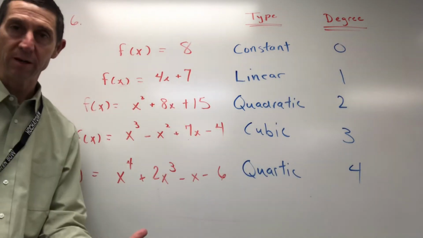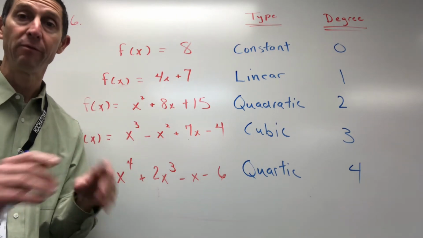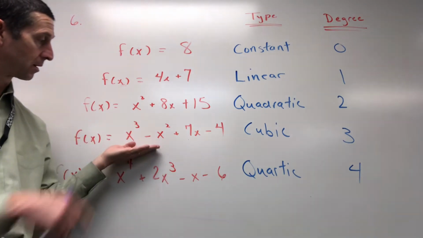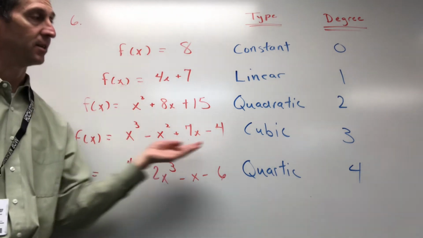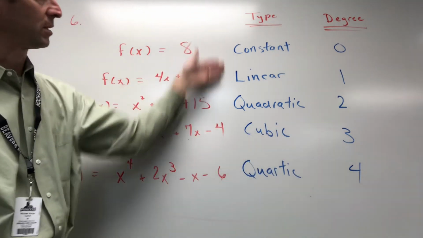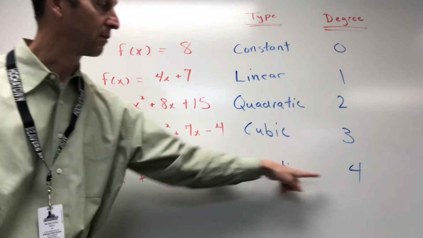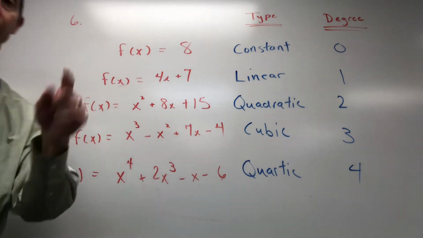So again, when you're trying to find degree, look at the largest power you have for your function. Like on this one, the largest power is a 3, so that makes it degree 3. So today you've got to find what type it is and label it as quadratic, cubic, and so on. Also, you have to find what degree it is for each function.